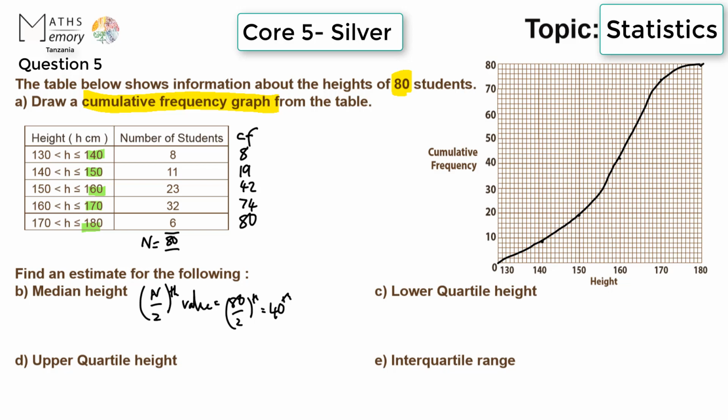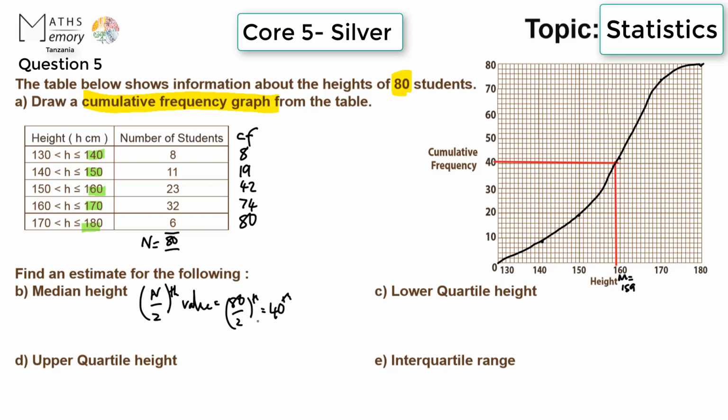So for the 40th value, we go across over here on the y-axis. There's always the y-axis over here on the cumulative frequency. We go across and we hit this over here, and we simply go down. Approximately, we're going to get an answer of this. This is the median over here. So the median, in this case, is approximately going to be 159. This is the median, 159.